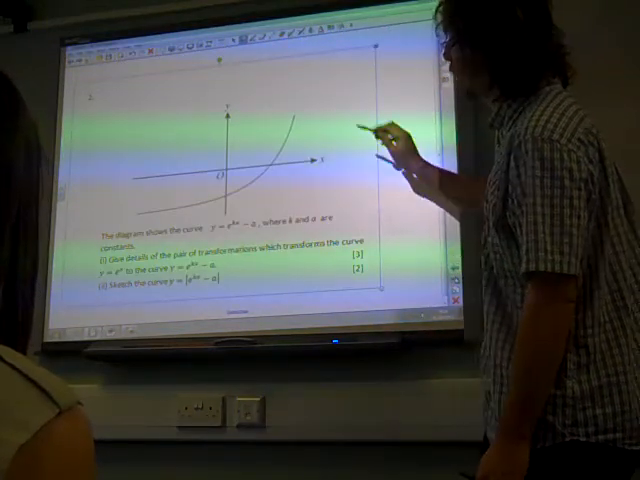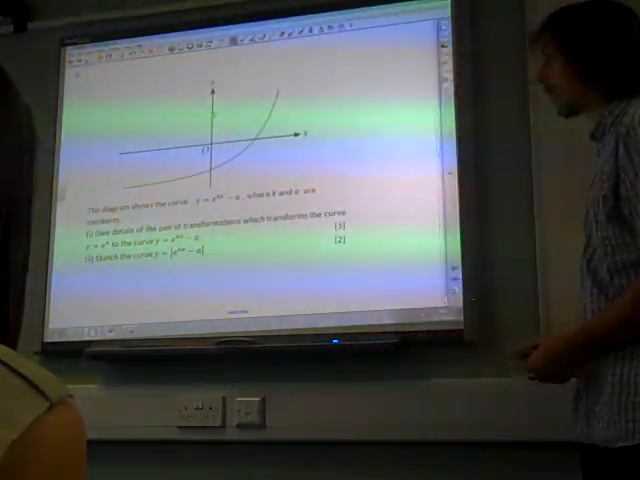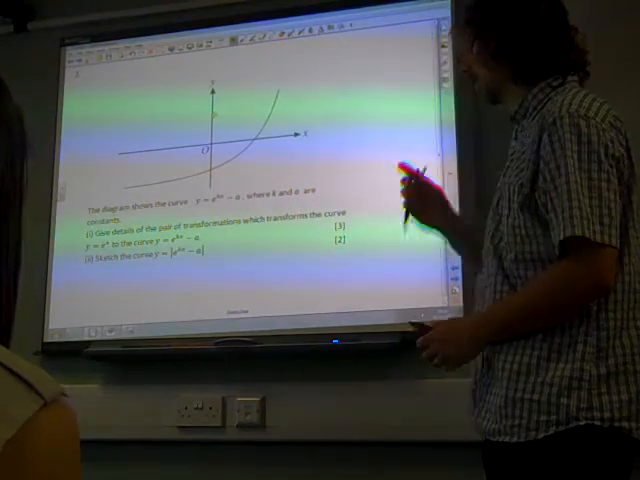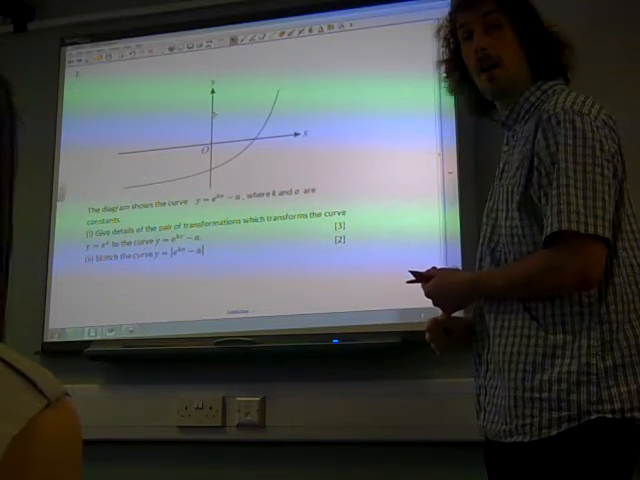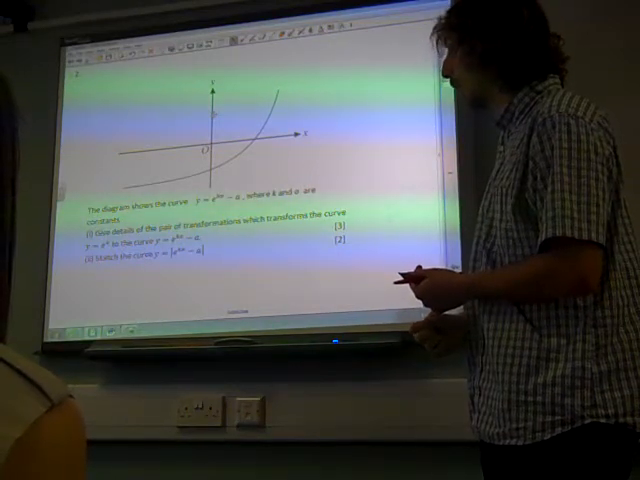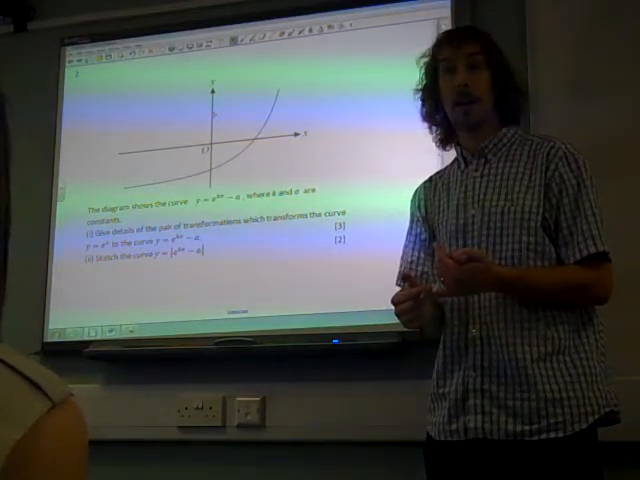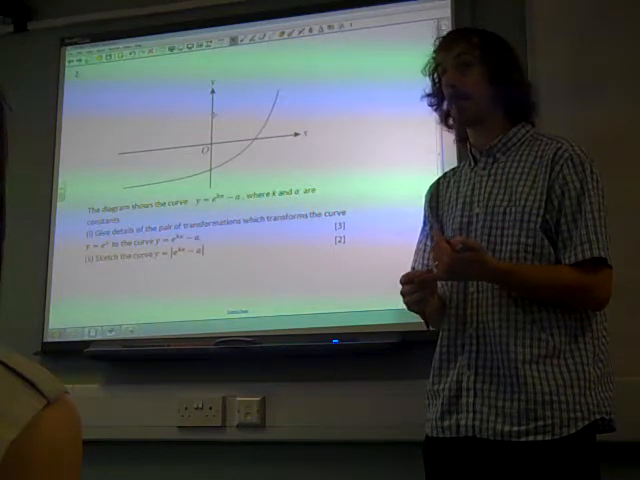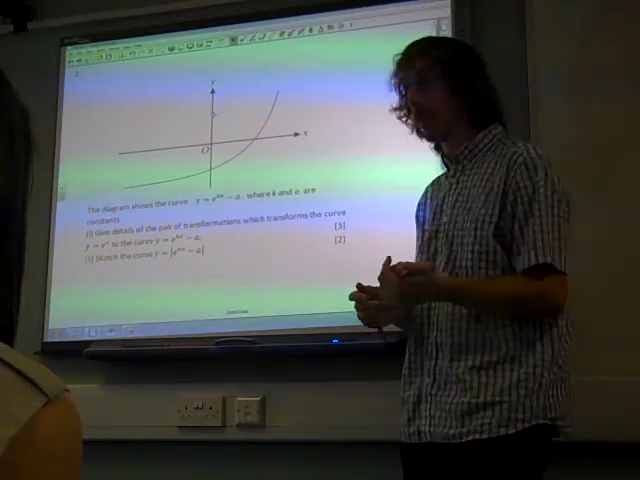The next one, we have this graph. The diagram shows y equals e to the kx minus a, where k and a are constants. Give details of the pair of transformations which transforms the curve y equals e to the x into the curve y equals e to the kx minus a. Well, the nice thing about this is the two transformations are in perpendicular directions, so it doesn't matter what order we write these at all. So these are acceptable in either order.